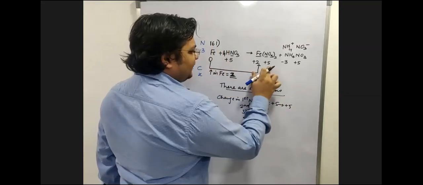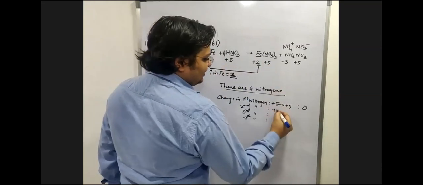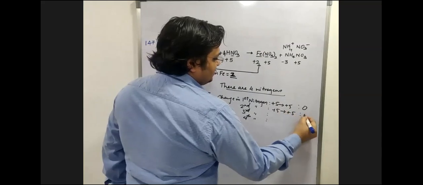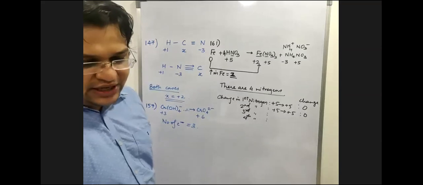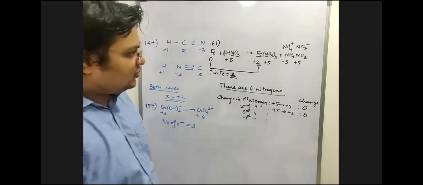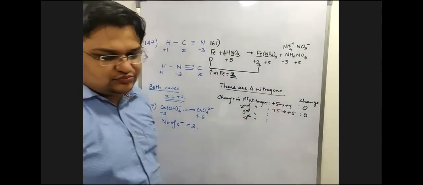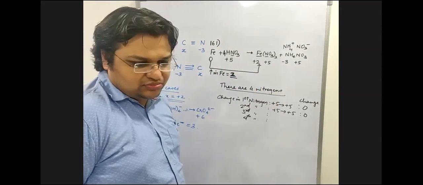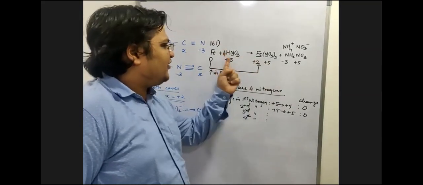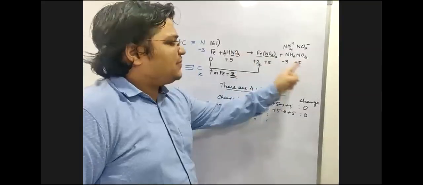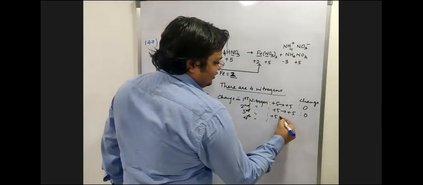+5 से +5 चेंज कितना हुआ? 0. +5 से वापस +5, चेंज कितना हुआ? 0. समझा क्या? अब +5 से -3. +5 से +5, +5 से +5, +5 से -3, +5 से +5. So can I say +5 to -3 चेंज कितना हो जाएगा?